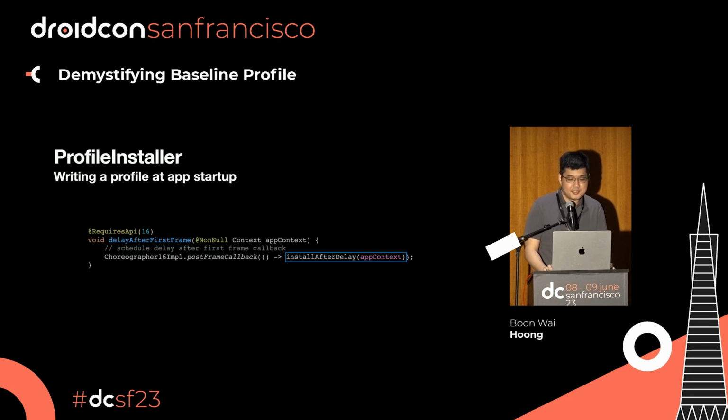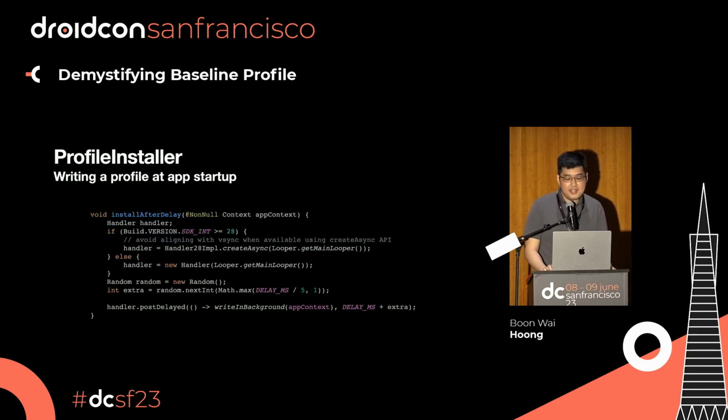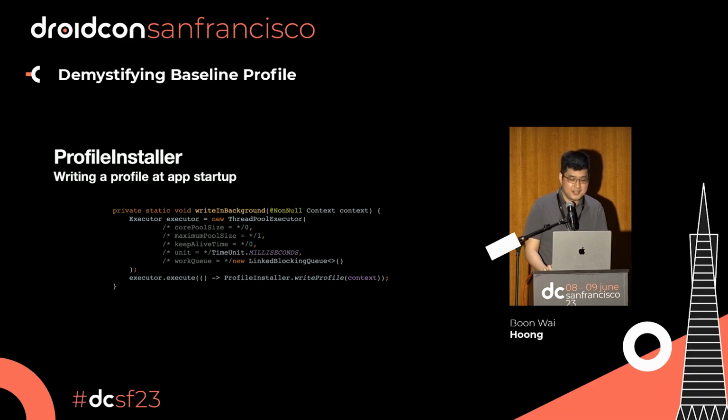So this is the function. Let's look into it. In installAfterDelay, we can see there's some more logic again, but those are not important. We want to focus on this function called writeInBackground. If you notice, it's just cascading things. It just delegates further down and eventually reaches this part. In the background function, you see there is a thread pool executor, and it eventually runs the code writeProfile. So what it does here is write the profile on a background thread. And that's it. There it is.